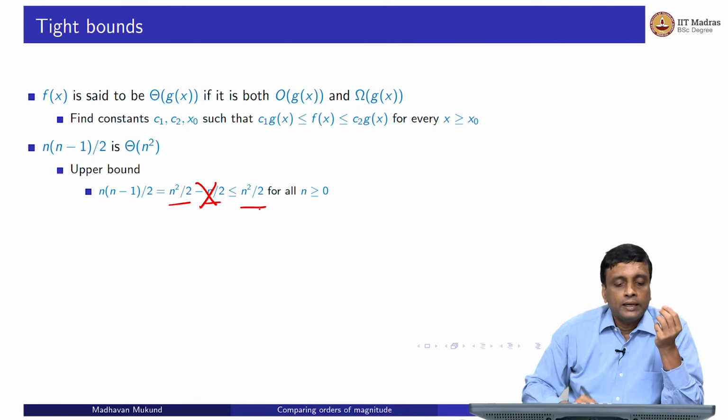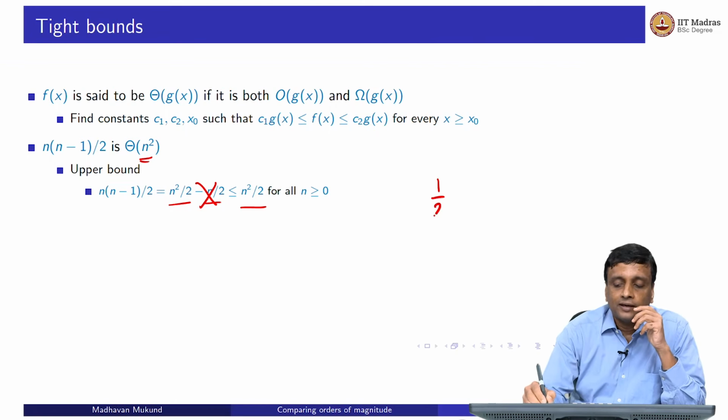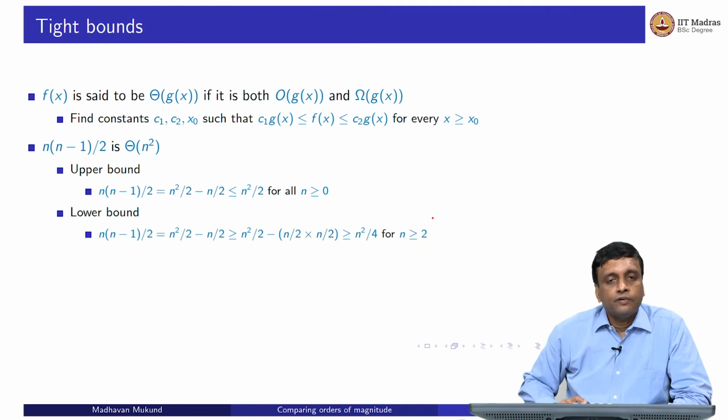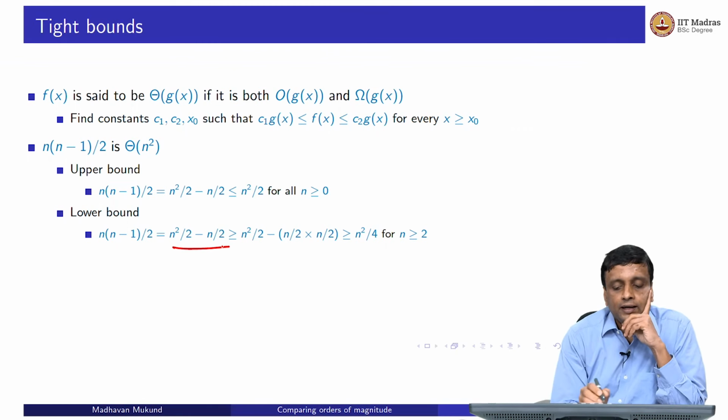Now I am looking for something with respect to n squared. So I claim that this factor half is my multiplier that I want. So for all n, n into n minus 1 by 2 is going to be upper bounded by half times n squared.